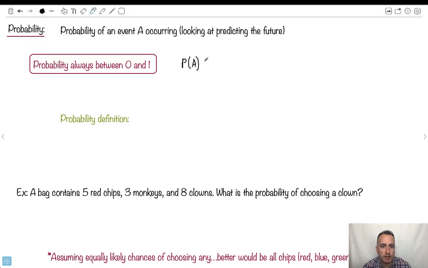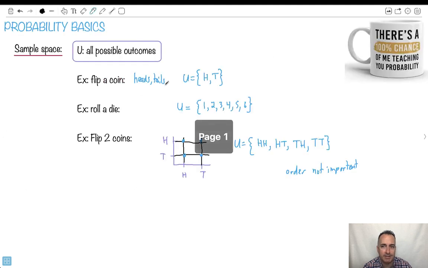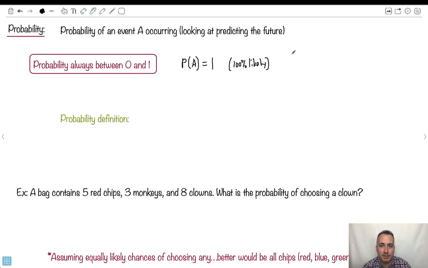Probability of A occurring. Let's say it equals 1. What does that mean? That means it's 100% likely. That means it's going to happen. So that's a little bit like this mug right here. There's a 100% chance of me teaching you probability. See, 100% likely.